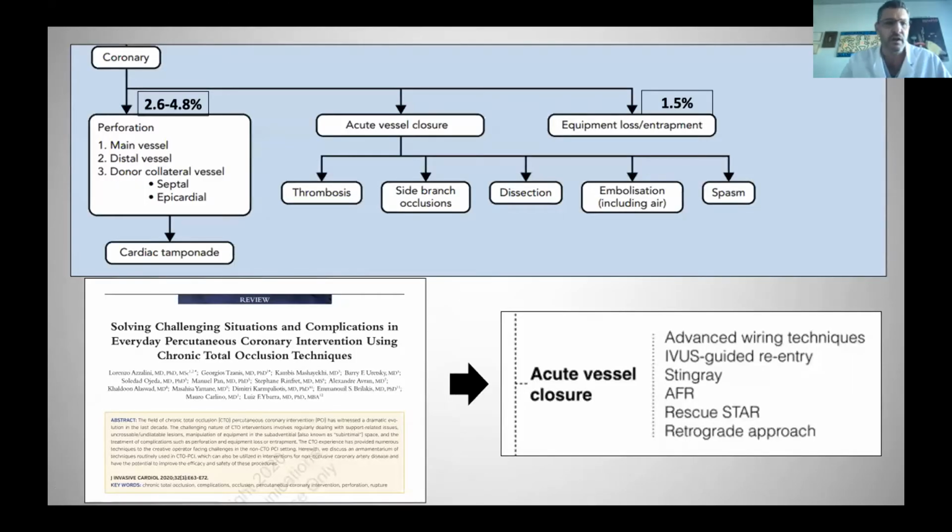So when we talk about coronary complications, of course, there is not only perforation, but also acute vessel closure and also equipment loss and entrapment. As I said, there are no data reporting the real incidence of acute vessel closure, but there are several techniques that can be adopted to solve this kind of complication. They are reported in this paper from Lorenzo Azzalini. And of course, all of these techniques should be well known by CTO operators, because they are mainly represented by dedicated CTO techniques.